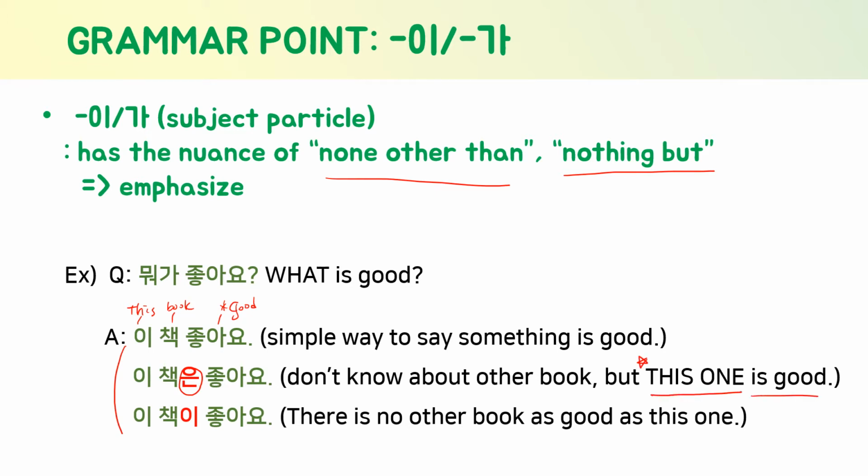이 책은 좋아요. However, if you use a different particle, 이 책이 좋아요. The subject particle, 이 책이 좋아요. That means the person took a look at all the other books, but this is the best book. So there is no other book as good as this one. That means this book is the best. So please remember this, that the 이, 가 can also be used to express the nuance of nothing other than or nothing but.